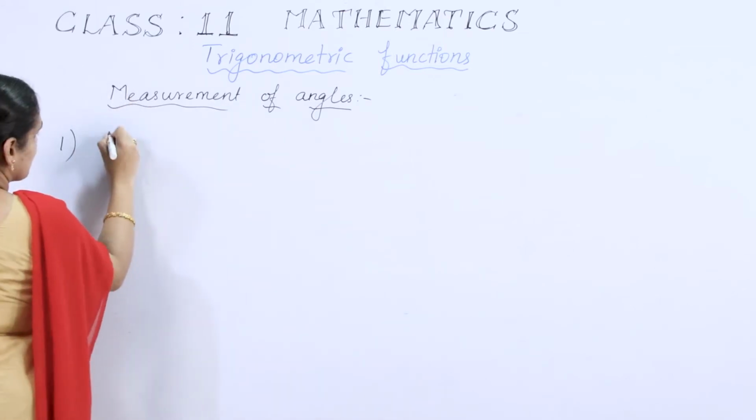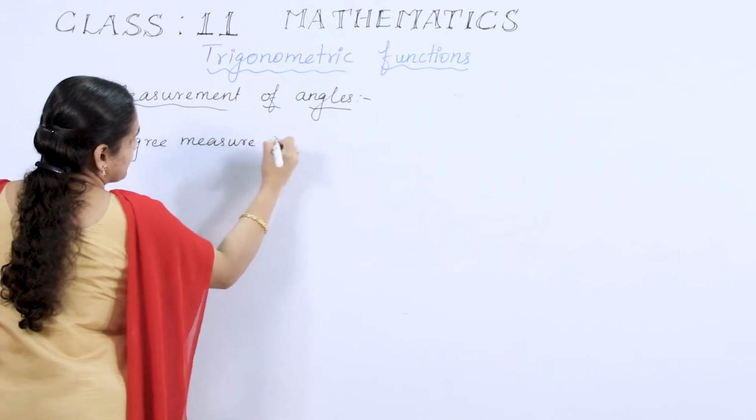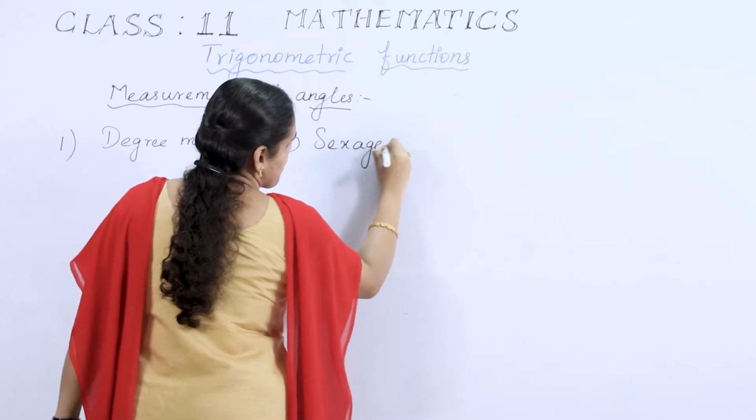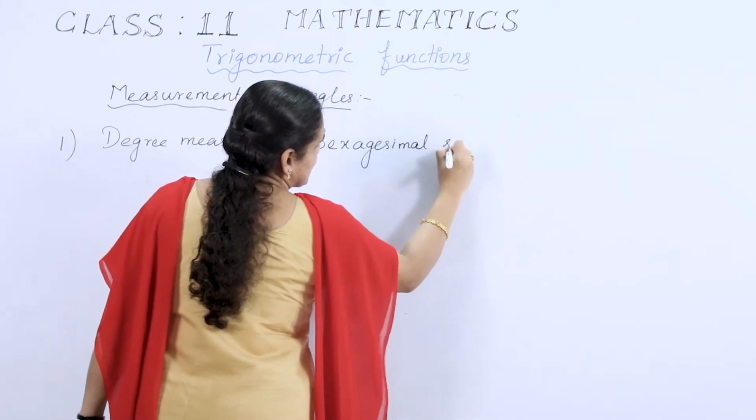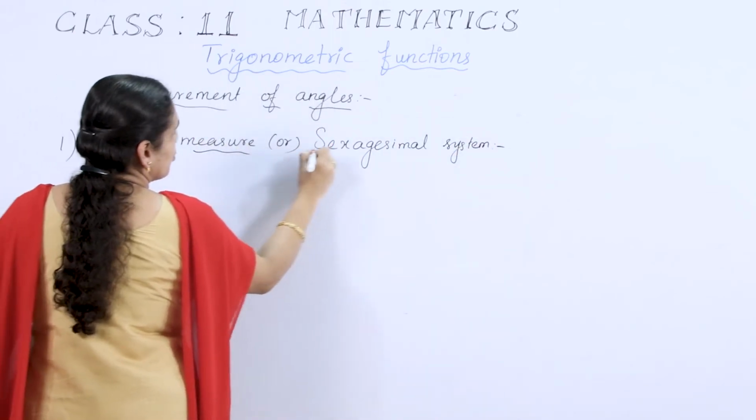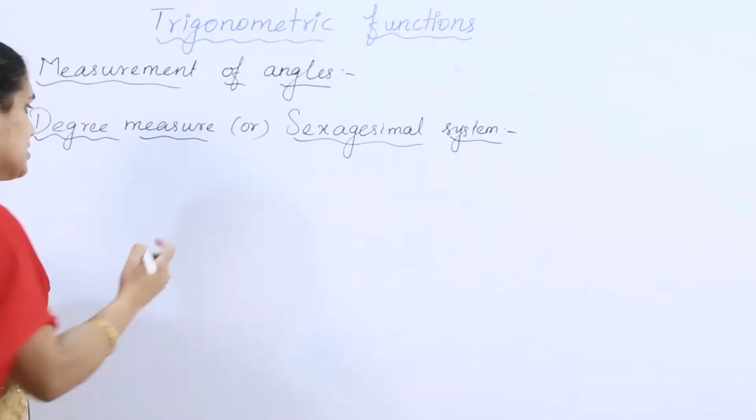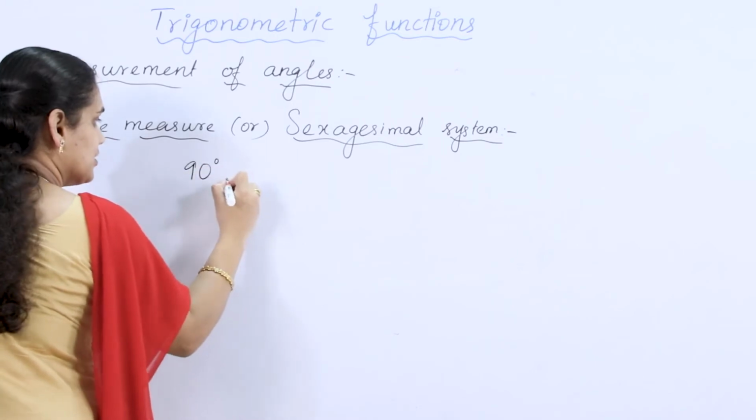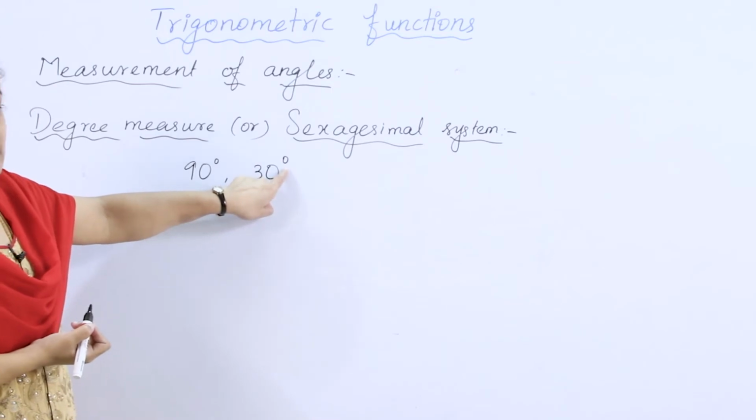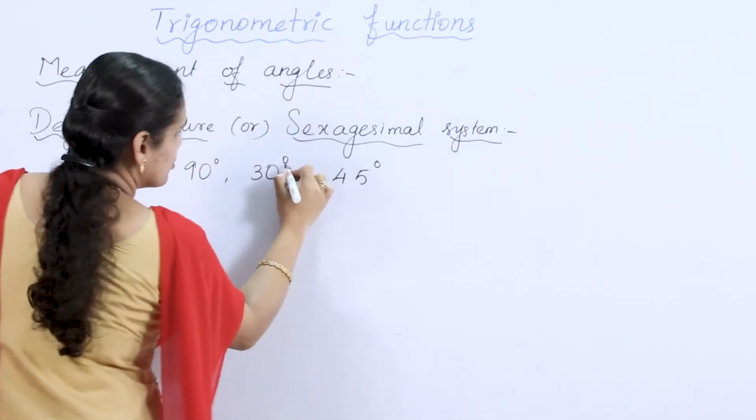The first one is degree measure, or sexagesimal system. This we have already studied, 60 degree, 90 degree, isn't it? So we denote like this, 90 degree, 30 degree. There is a small circle at the superscript, right? This denotes the degree.